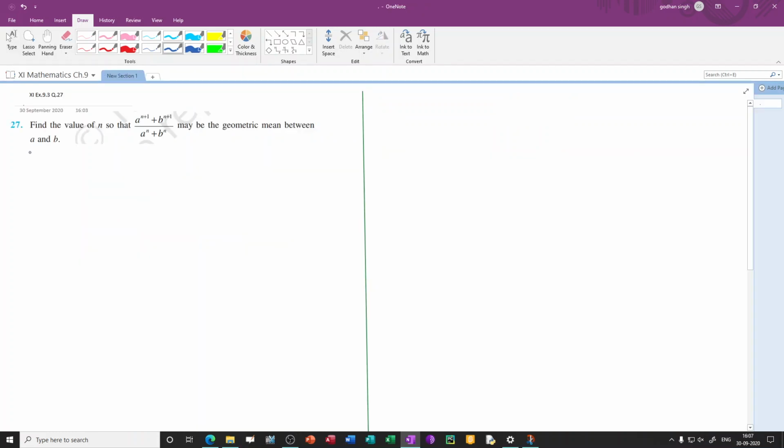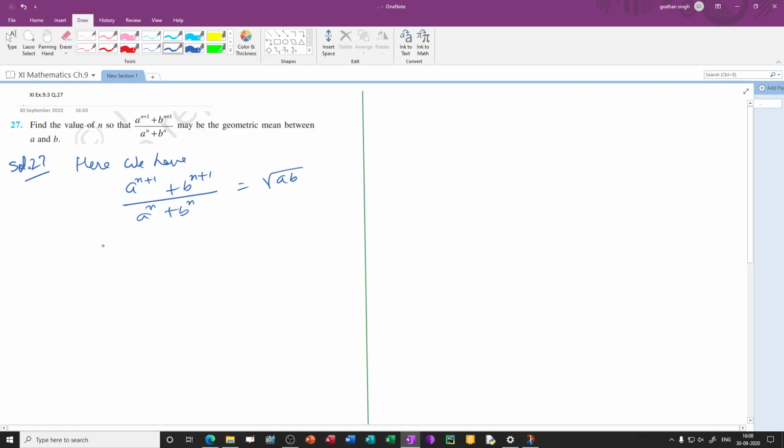Question number 27. Find the value of n such that a raised to n plus 1 plus b raised to n plus 1 over a raised to n plus b raised to n may be the geometric mean between a and b. So solving the 27th one, we know that the geometric mean between a and b is root ab. Therefore, for this to be possible, we have a raised to n plus 1 plus b raised to n plus 1 over a raised to n plus b raised to n equal to square root of ab.